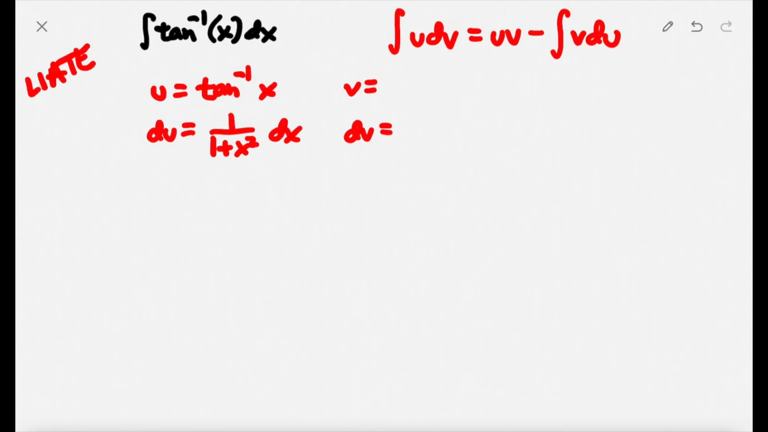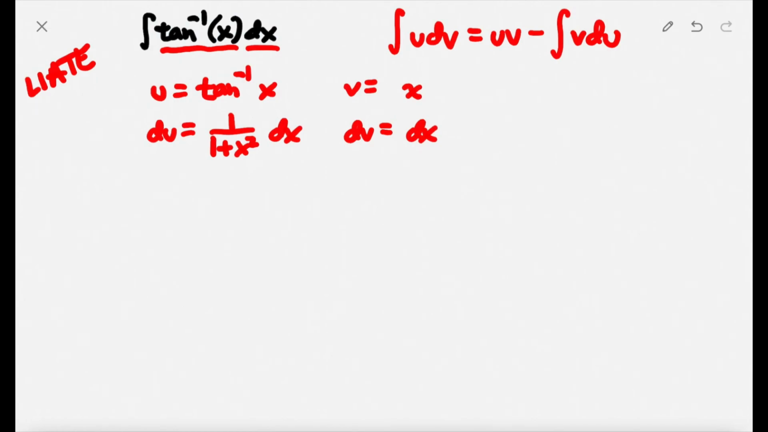So in this case, the only thing that's left, since we already have this substituted for, we need the dx. So the dx ends up being your dv here, which means your v is just going to be x, because the antiderivative of 1 is just x. Again, you don't need to worry about the plus c for now.